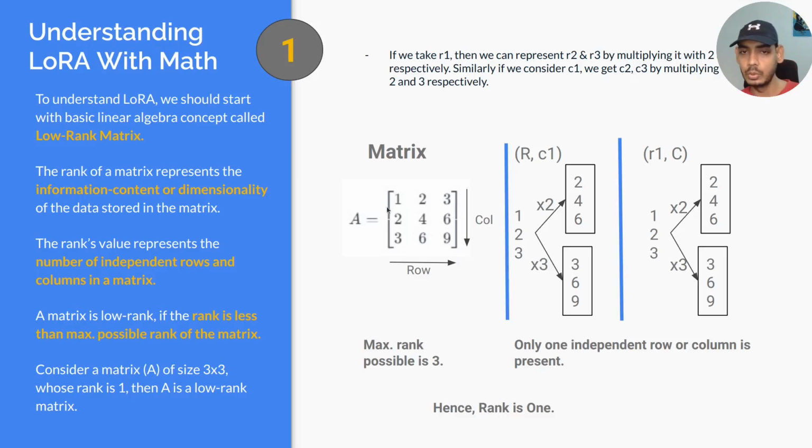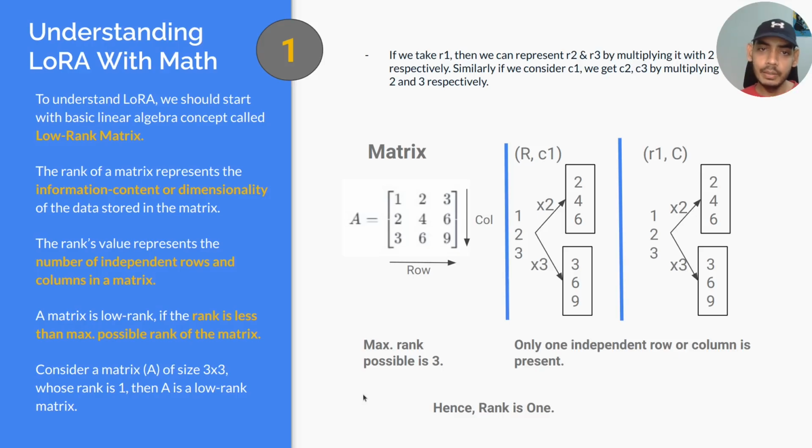So the rank of the matrix is 1, but the maximum possible rank is 3. But in this case, since two rows or two columns are dependent on one row or one column, we are reducing the rank from the maximum possible 3 to 1. As mentioned here, the maximum possible rank is 3 because the matrix is 3 cross 3, but only one independent row or column is present, which is 1, 2, 3 row wise or 1, 2, 3 column wise. So hence the rank is 1.